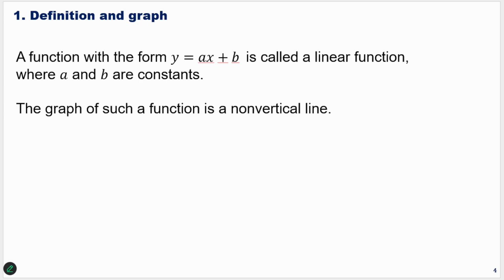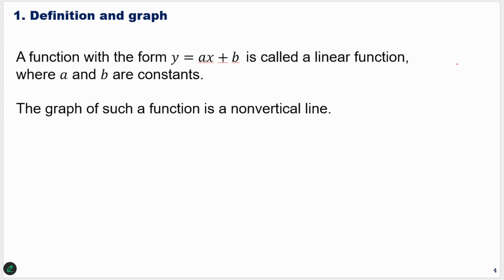Why is that? You can explain this. It would be like the denominator would be zero if it was a vertical line. Yes, so you explained the reason why it's a non-vertical line. So can you explain why the graph of this function is a line?